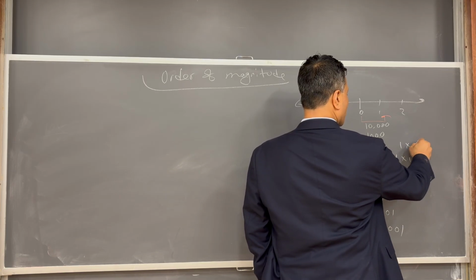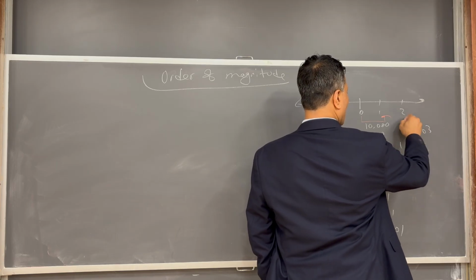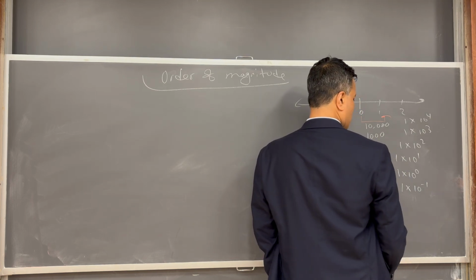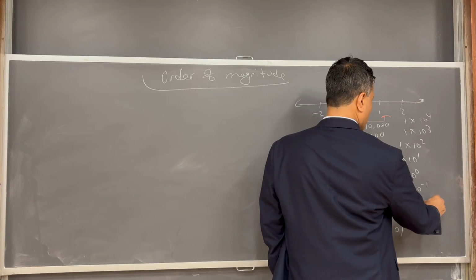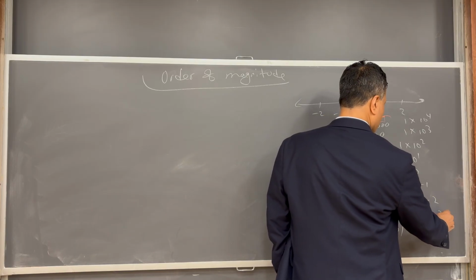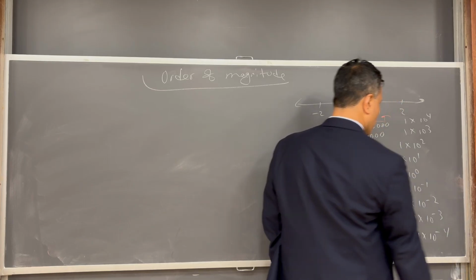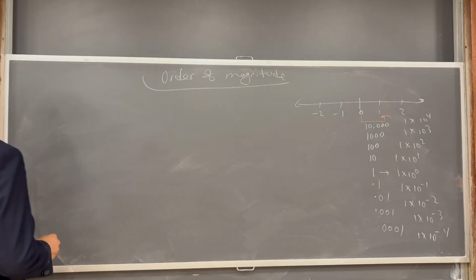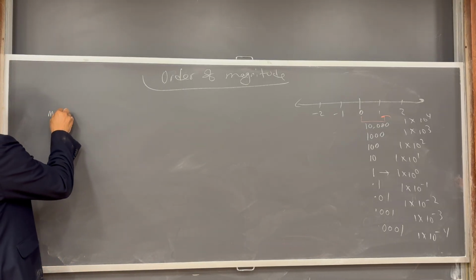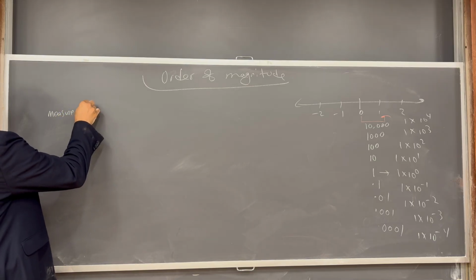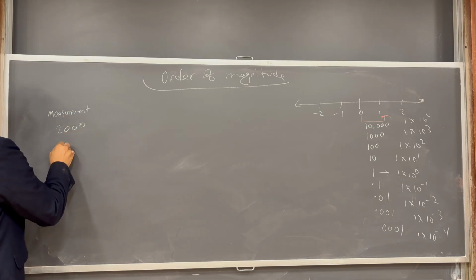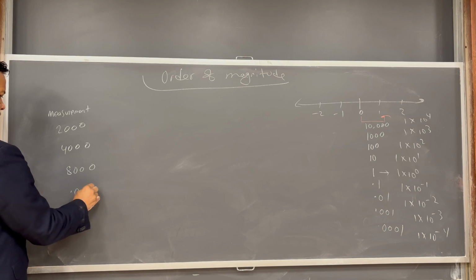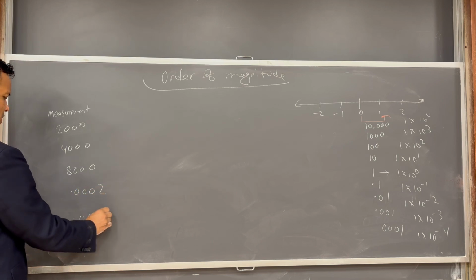1 times 10 raised to 2, 1 times 10 raised to 3, 1 times 10 raised to 4, 1 times 10 raised to negative 1, 1 times 10 raised to negative 2, 1 times 10 raised to negative 3, 1 times 10 raised to negative 4, and so on. Now, if I give you numbers, let's say this is the measurement. You have 2000, you have 4000, you have 8000, you have 0.0002, you have 0.0009.